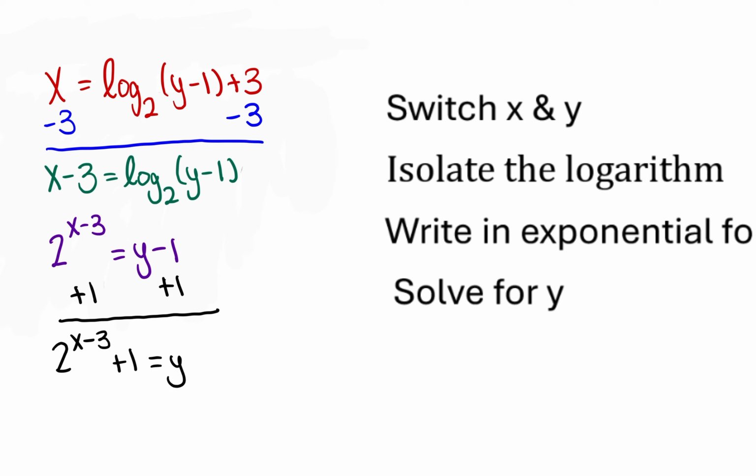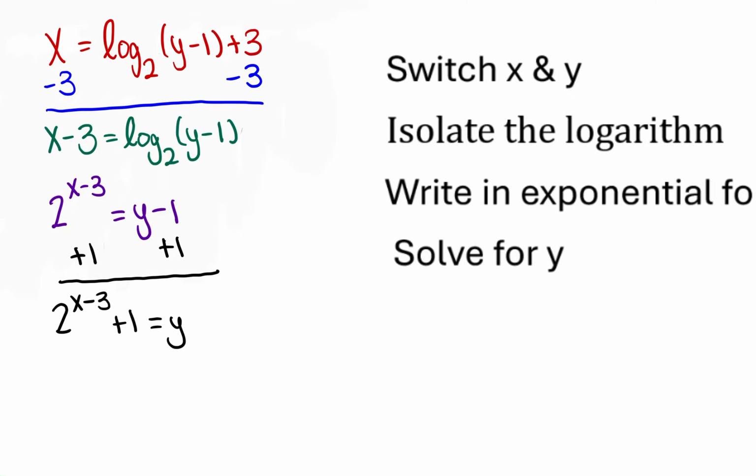So did I get y all by itself? Yes, I did. So my final step is to simply rewrite y to be the inverse notation. So I have y to the negative 1. But again, we don't say y to the negative 1. We say the inverse of y is equal to 2 to the power of x minus 3 plus 1. Let's go ahead and box that in.